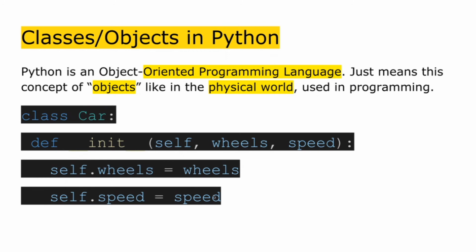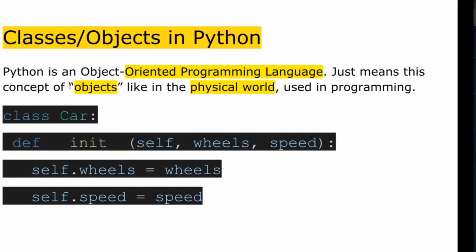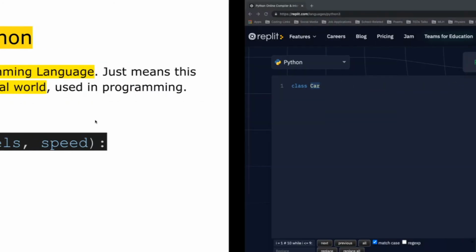So first, let me show you, okay? Class Car, keyword class, Car. Remember, with object-oriented programming, think of it like physical objects. Like this is an actual car, kind of, if you know what I mean.